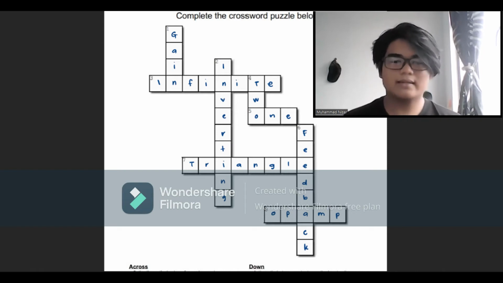Last one, the hint for number 6 is the connection between the output back to the input. Number 6, we think the answer is feedback, FEEDBACK. So that's all from me. Thank you.